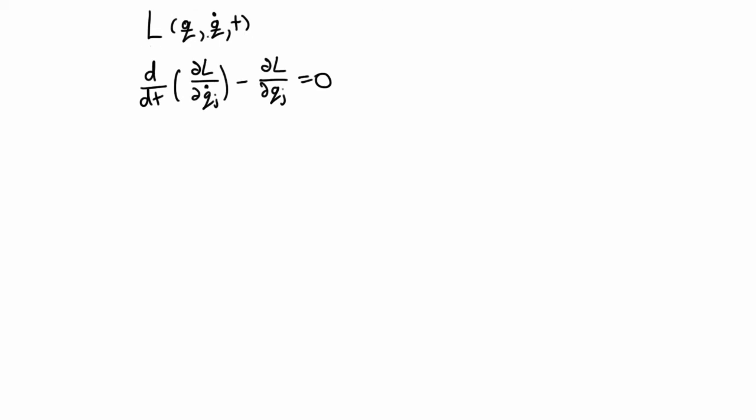So if we start with a Lagrangian that's a function of a bunch of variables q1 up to qn and their derivatives and time, then for each variable qj we have an Euler-Lagrange equation that looks just like this. Now in certain cases, the Lagrangian doesn't depend on one of the variables at all.